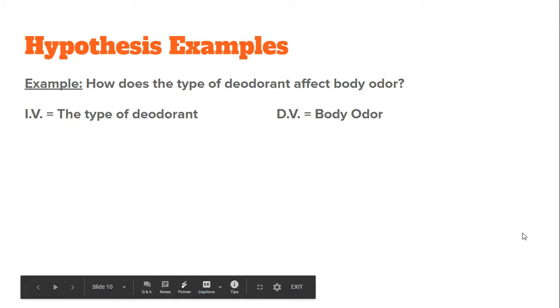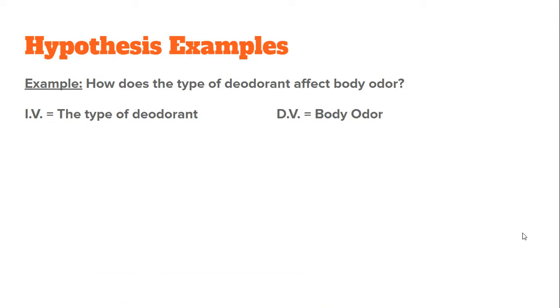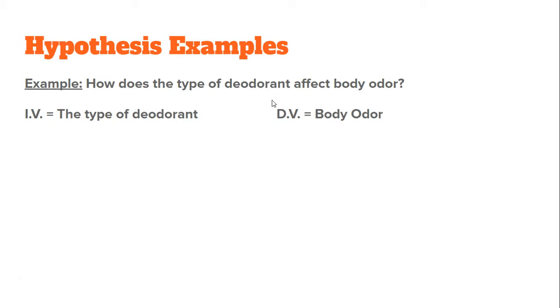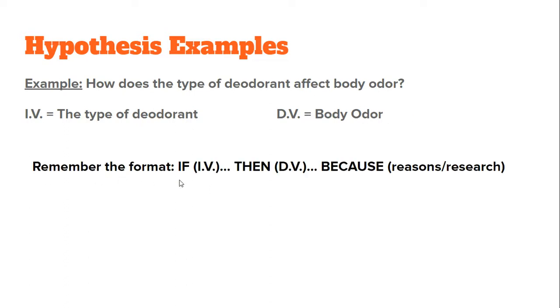Another example, how does the type of deodorant affect body odor? We identified the type of deodorant as a thing that we would change. In this example, we'd be looking at multiple brands or types of deodorant. And then body odor. What type of smell is left afterwards? So, remember our format. If something about the independent variable, this might be where you pick your favorite brand of deodorant. Then, what would happen with the body odor? And why?